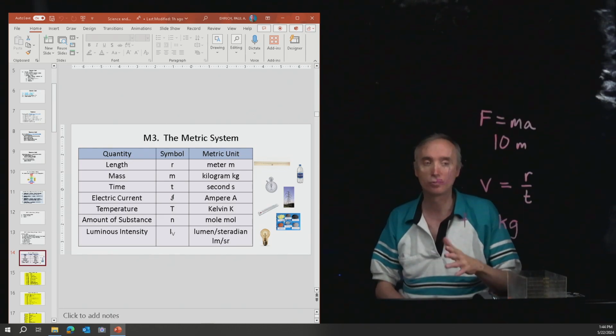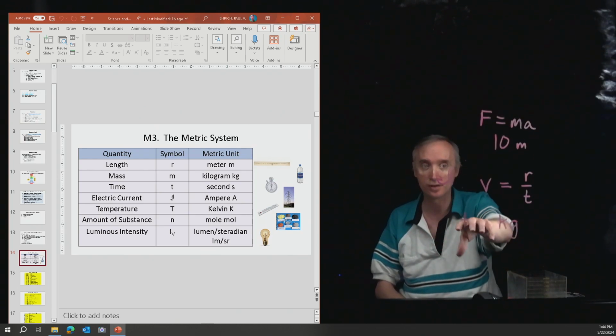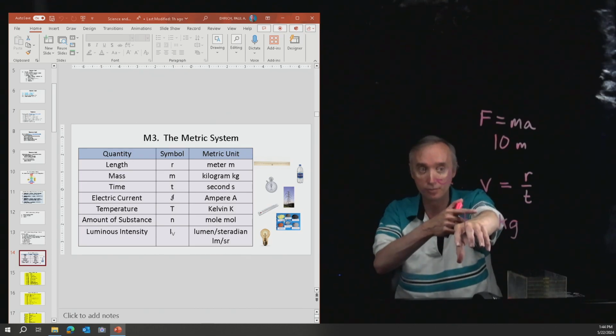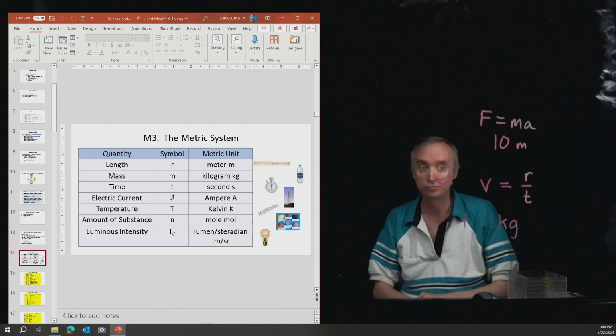And to just give you a rough estimate for how powerful an amp is, 1 amp is enough to French fry you. So if you were to touch a wire and you ground yourself so that that electric current can go through your body, then that 1 amp is probably going to be enough to kill you. So an amp is a fairly large unit.